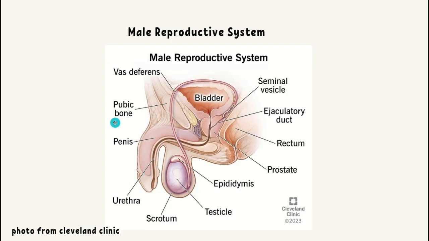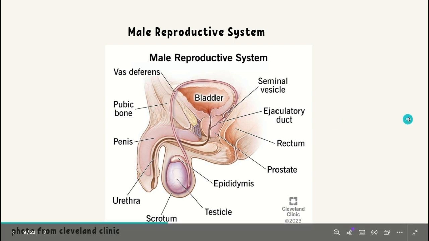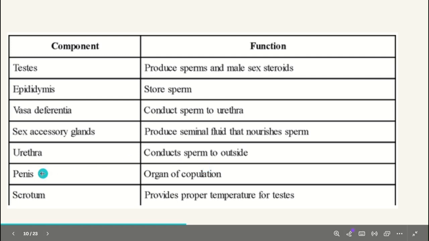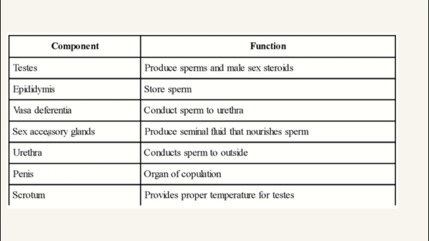Right? So when we say that the penis is an organ of copulation, it basically means that it transfers sperm, right? That would be the best way for me to describe it. It transfers sperm. So for example, when it transfers the sperm, it is what deposits the sperm into the female reproductive tract. So that's what it basically means.